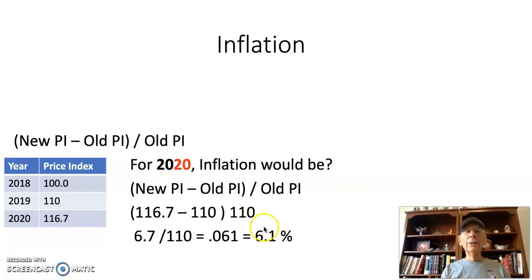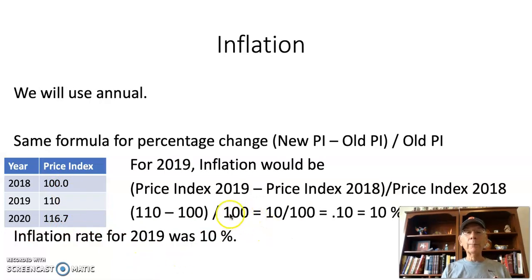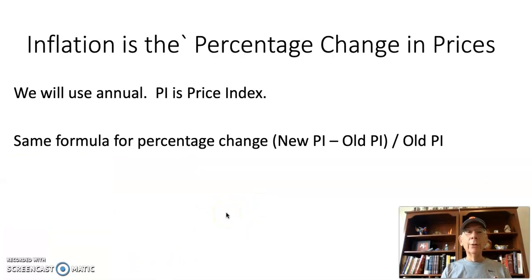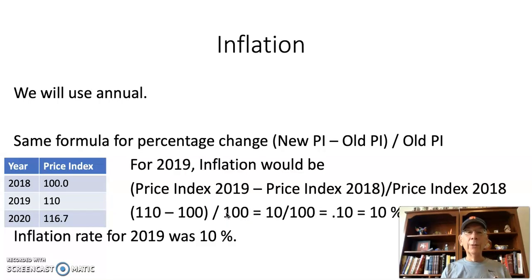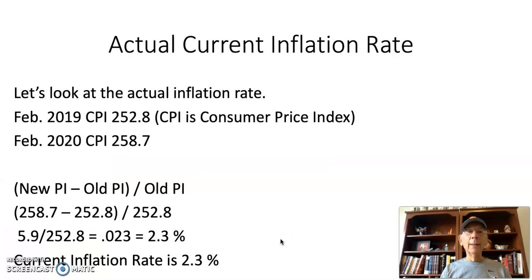So hopefully you got 6.1%. A lot of students will use 116.7 minus 100 over 100. No, that's not annual. That would be from 2 years ago. We don't use the base year here unless it's 1 year after the base year. Things are hopping around a bit. Sorry about that. And we see that the inflation rate for 2020 was 6.1%.